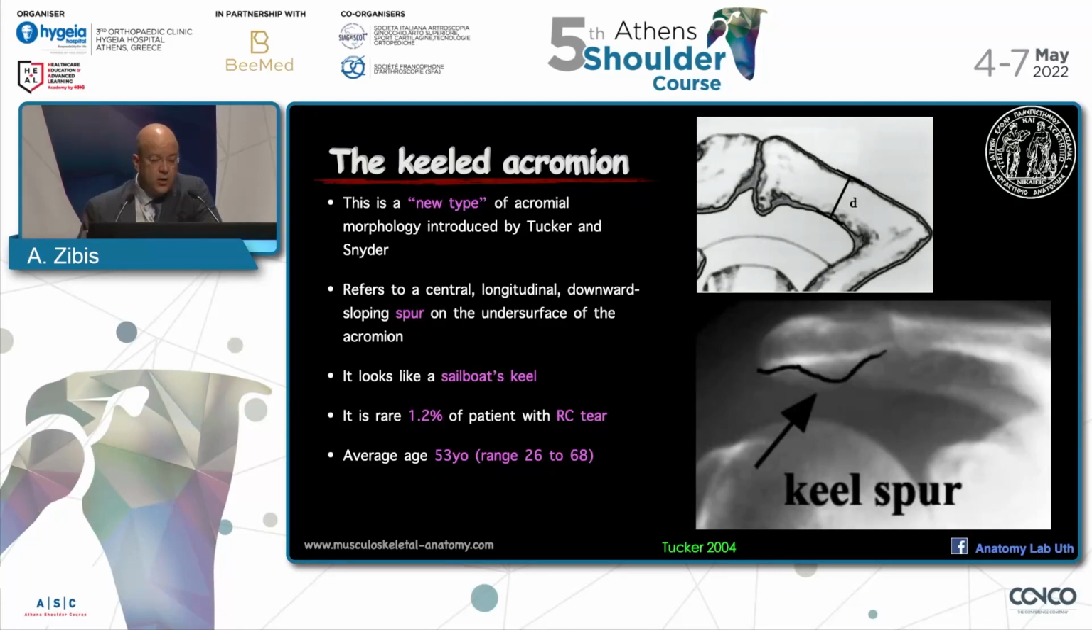The keeled acromion, according to Tucker and Snyder, is a new type of acromial morphology. It refers to a central, longitudinal, downward sloping spur of the undersurface of the acromion. It looks like a ship's keel. It is rare, almost only 1.2% in patients with rotator cuff tear.